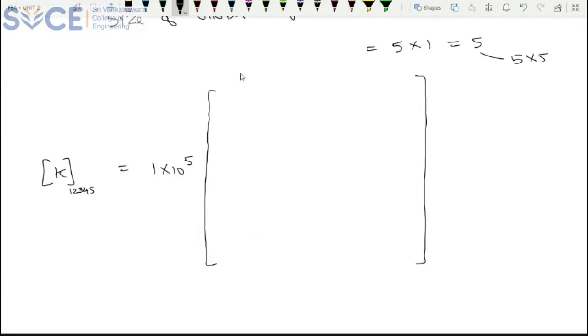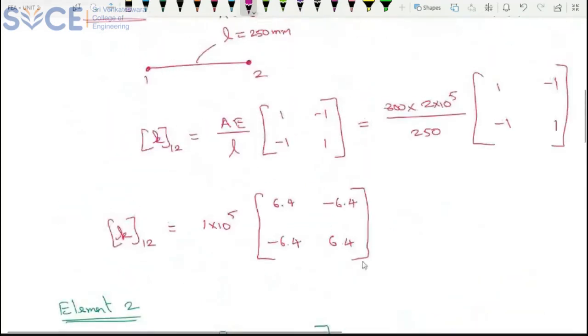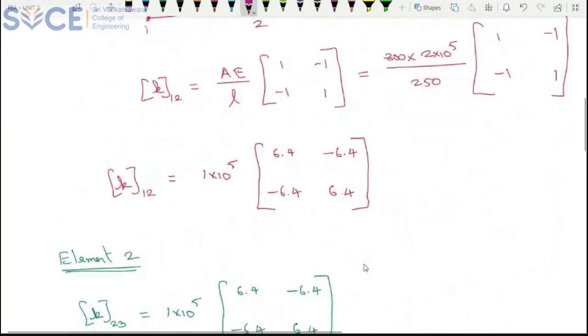The numbering for this will be like this: 1, 2, 3, 4, and 5, similarly 1, 2, 3, 4, and 5. You can see there are 5 columns and 5 rows. You can consider this as a tabulation also; it is up to you. Now let us address this one by one. For element 1, you can see that you have nodal points 1 and 2 connected.